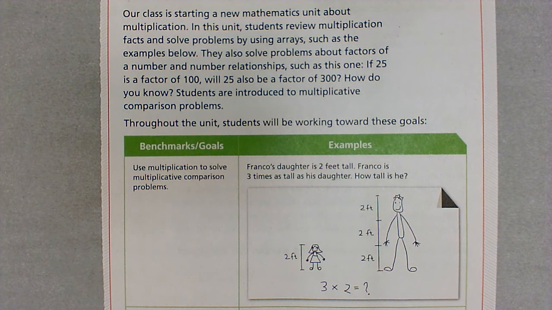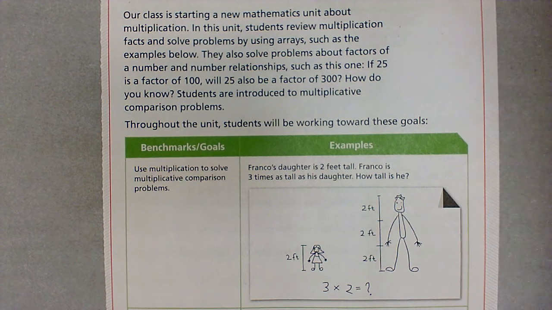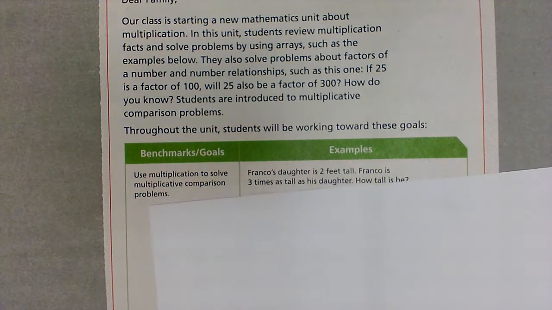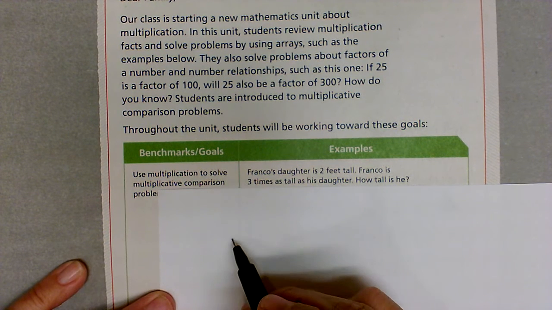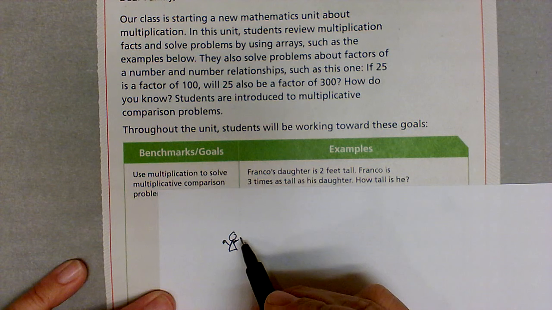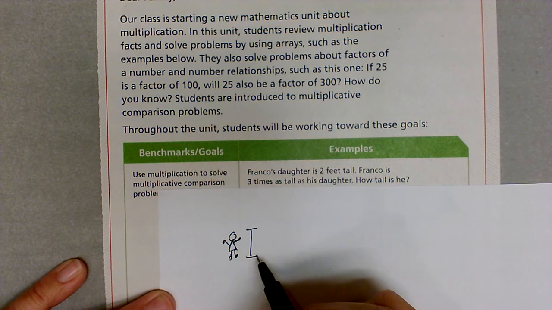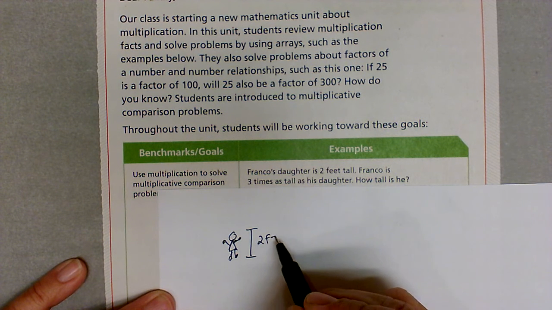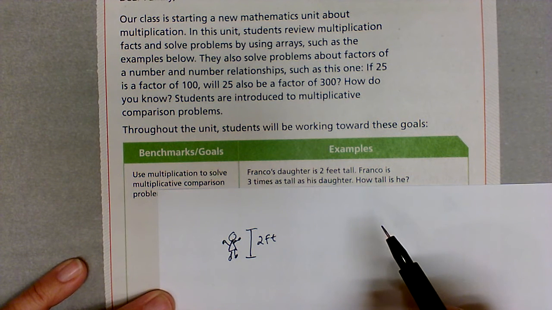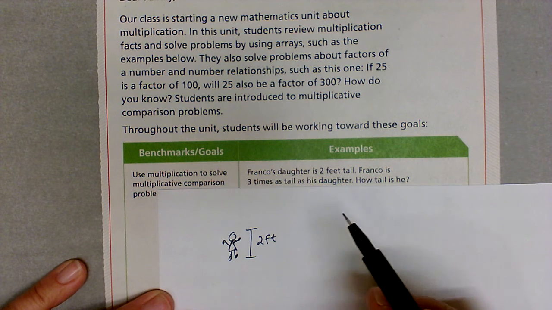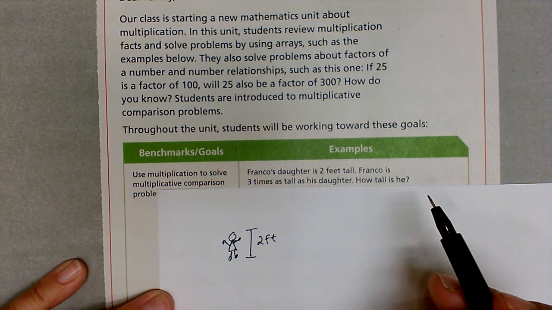So a big part of these problems is to decode the words and turn them into number sentences. So I'm going to take a minute. We're going to take a look at what we have in the words. Okay, so we have Franco's daughter is 2 feet tall. So there's a little model of the daughter. And there's a little scale that says she's 2 feet. And the second part of it, Franco is 3 times as tall as his daughter.